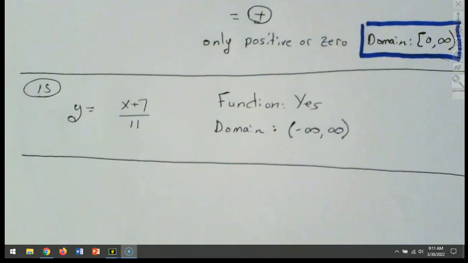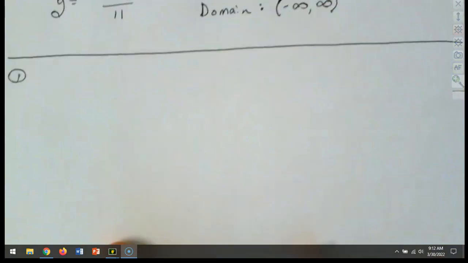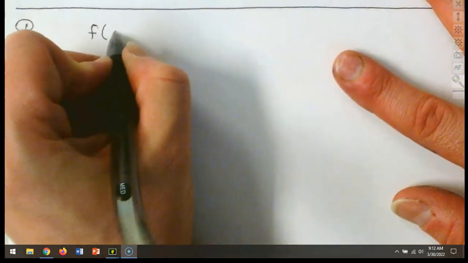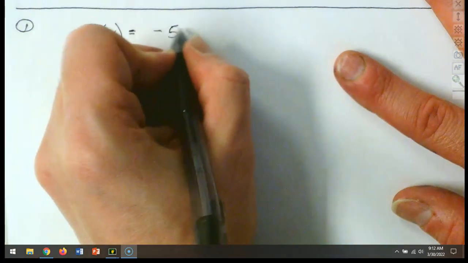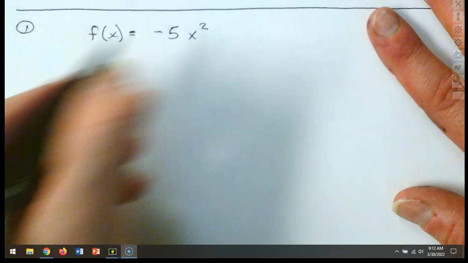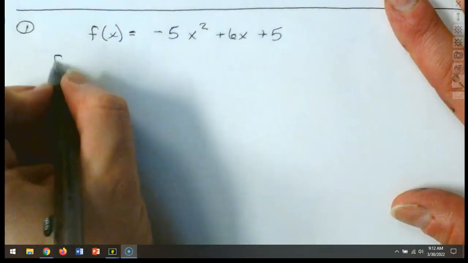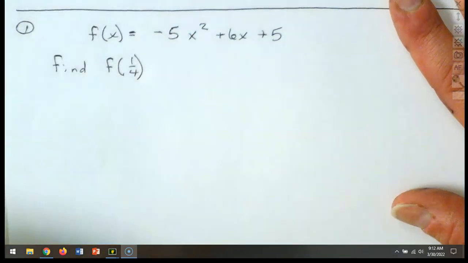We're going to look at question 1. And this is, I think, the only kind of difficult question, is question 1, because it involves a fraction. So we've got a function, a polynomial function here, and we want to find now f of 1/4.